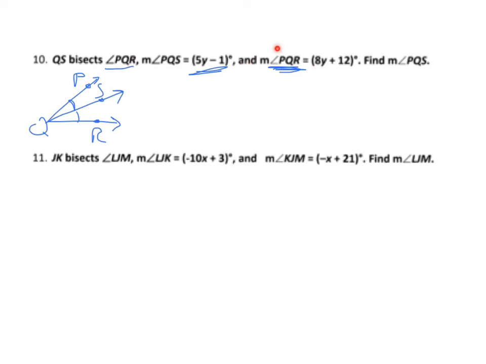So what I can do is I can actually double this measurement, and then it should be the same as that measurement. So I am going to double 5y minus 1. So that's going to be 10y minus 2, right? Because we got to use distribution. 2 times 5y minus 1. I multiply both of the parts by 2. And that should now be equal to 8y plus 12. I'm going to use a little algebra here. Subtract 8y.